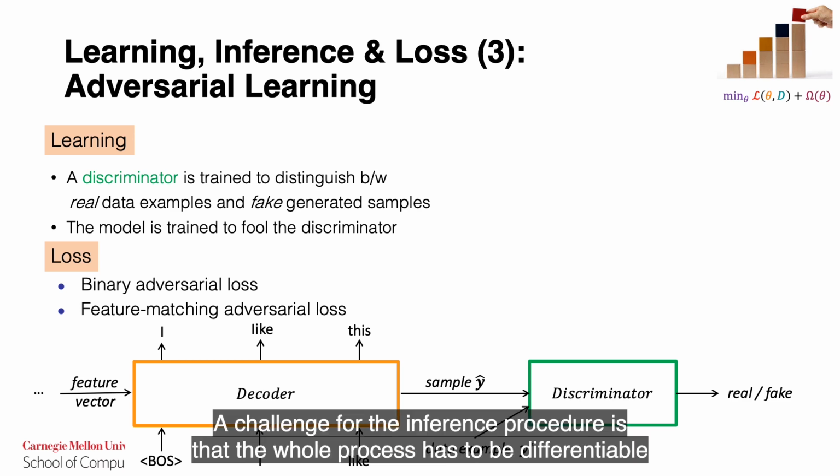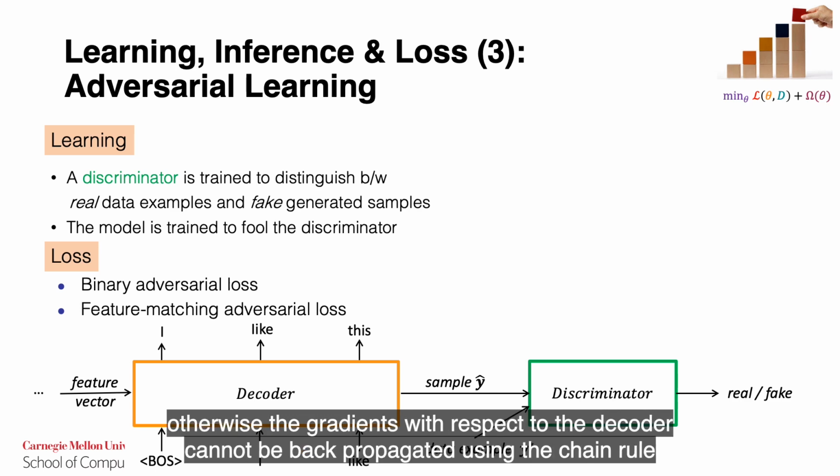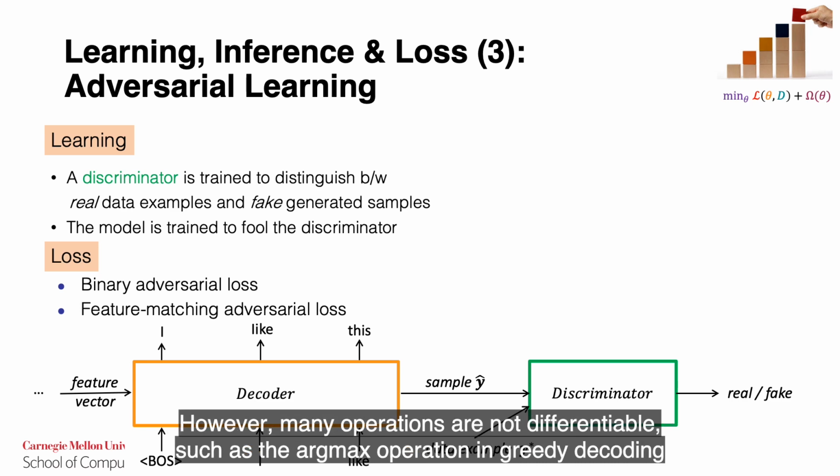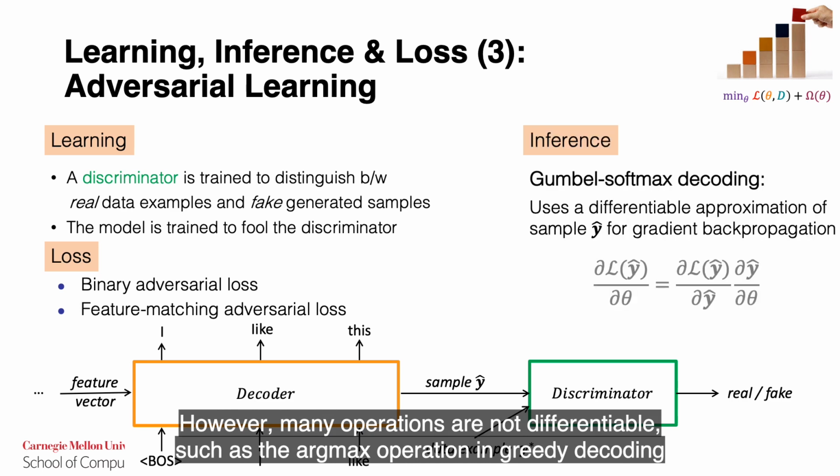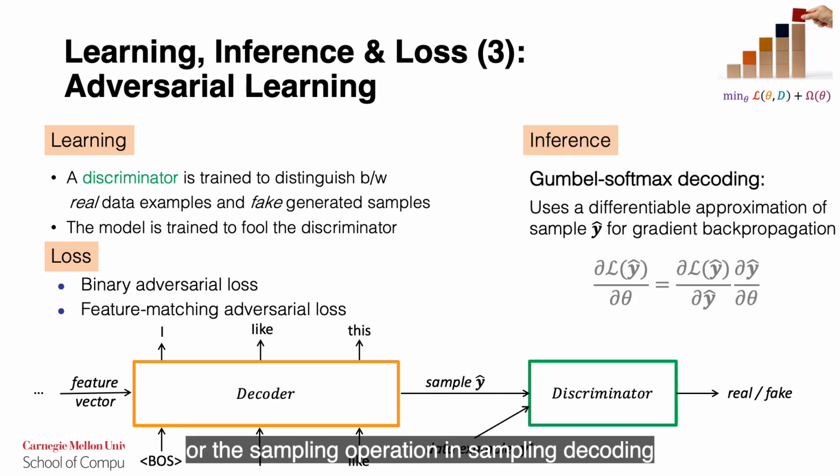A challenge for the inference procedure is that the whole process has to be differentiable. Otherwise, the gradients with respect to the decoder cannot be backpropagated using the chain rule. However, many operations are not differentiable, such as the argmax operation in greedy decoding or the sampling operation in sampling decoding. But there are ways to approximate those operations.